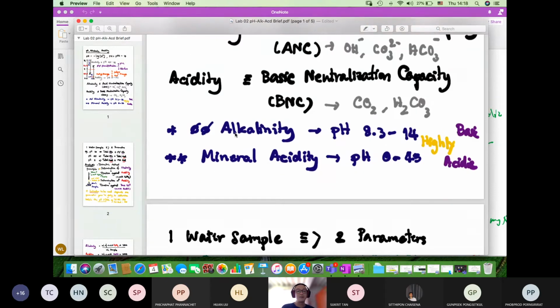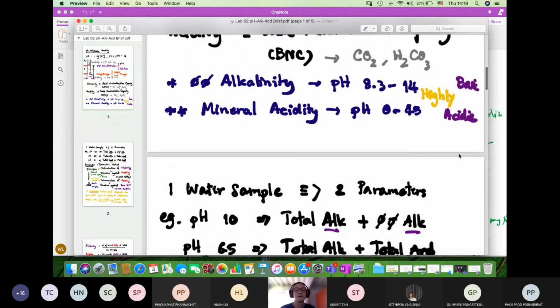For the phenolphthalein alkalinity, you can find it only when the pH is above 8.3, as I mentioned in the previous figure. For mineral acidity, you can find it only when the pH ranges from 0 to 4.5. So here it is both highly basic and highly acidic. That's why I put a remark here.